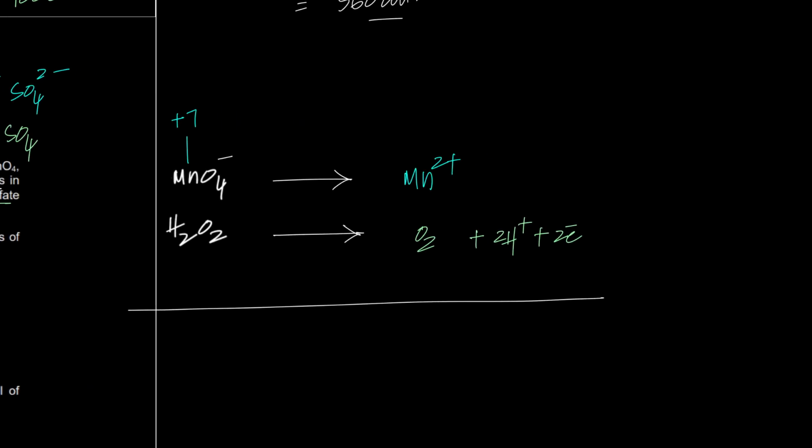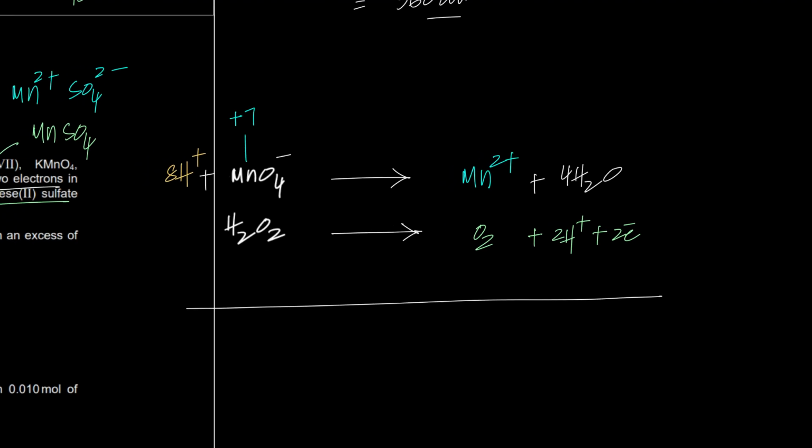Now, how do I balance these equations? First, make sure that all the atoms except for oxygen and hydrogen are balanced. Mn, balanced. Next step, balance out the oxygens with waters. So plus 4H2O. Next step, balance out the hydrogens in water with the hydrogen ions on the more deficient side. So you had 4 times 2, 8 hydrogens on the right. I have 8 hydrogens right here, 8 H pluses. Done.